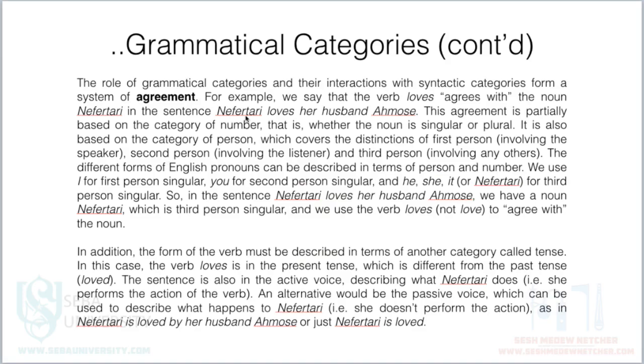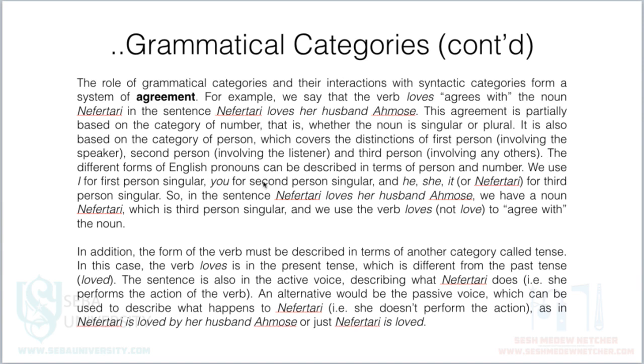So for example, we say that the verb loves agrees with the noun Nefertari in the sentence Nefertari loves her husband Ahmos. Notice that we use loves. This agreement is partially based on the category of number. That is, whether the noun is singular or plural. It is also based on the category of person, which covers the distinctions of first person involving the speaker, second person involving the listener, and third person involving any others.